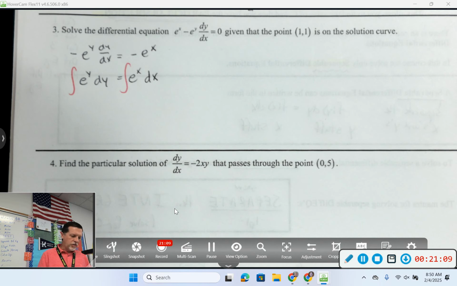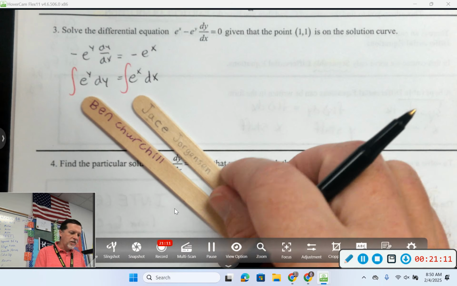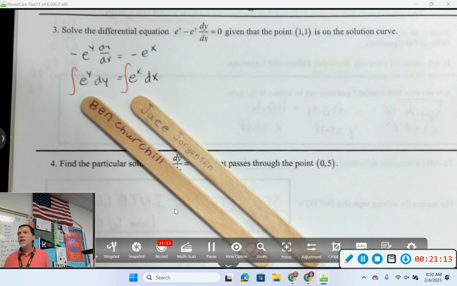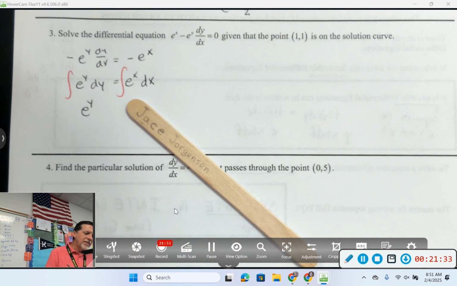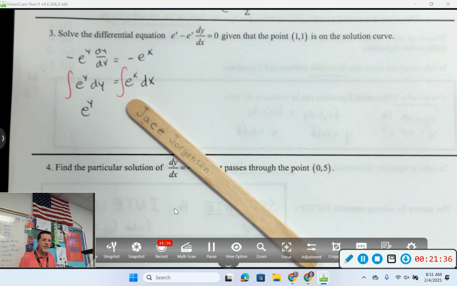Whoever goes second gets the easier version because it's kind of the same thing. Then that means you're going first. What's the antiderivative of e to the y dy? E to 2y over 2? Nope, it's easier than that. E to the y. The derivative of e to the y is e to the y. The antiderivative of e to the y is e to the y.